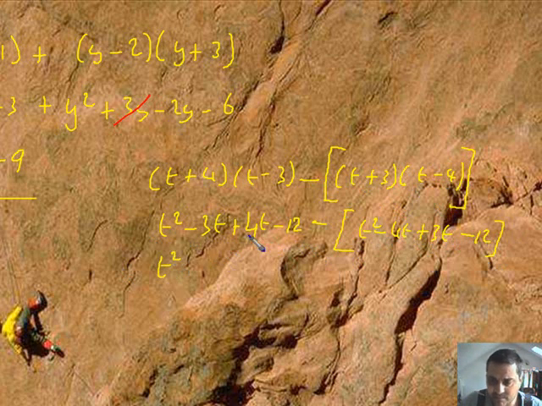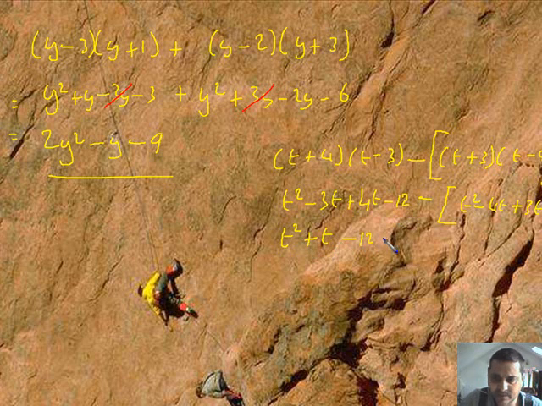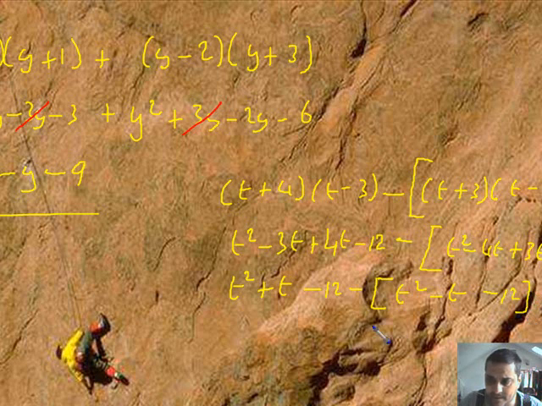t squared minus 3 plus 4 is plus a single t, minus 12. And now I'm going to subtract. Let's simplify this side. t squared minus 4 plus 3 is minus a single t, and we've got the minus 12 there. Now, can't simplify any further, so let's just write it out: t squared plus t minus 12.